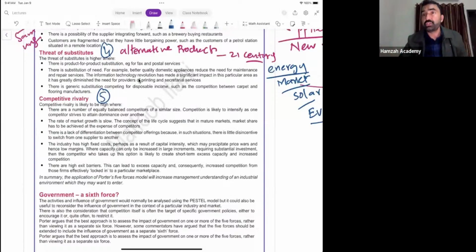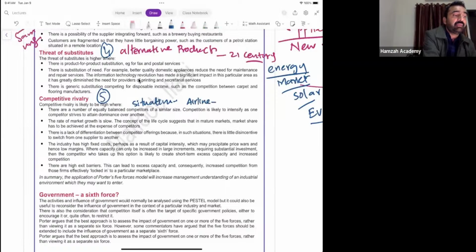So, we can quickly finish this. According to Michael Porter, competitive rivalry is likely to be high in certain situations. There are a number of equally balanced competitors. What are equally balanced competitors? You can think of airlines, for example Emirates Airline or Etihad or Qatar Airways or Turkish Airlines. These airlines have almost similar sizes, okay, and they compete with each other.